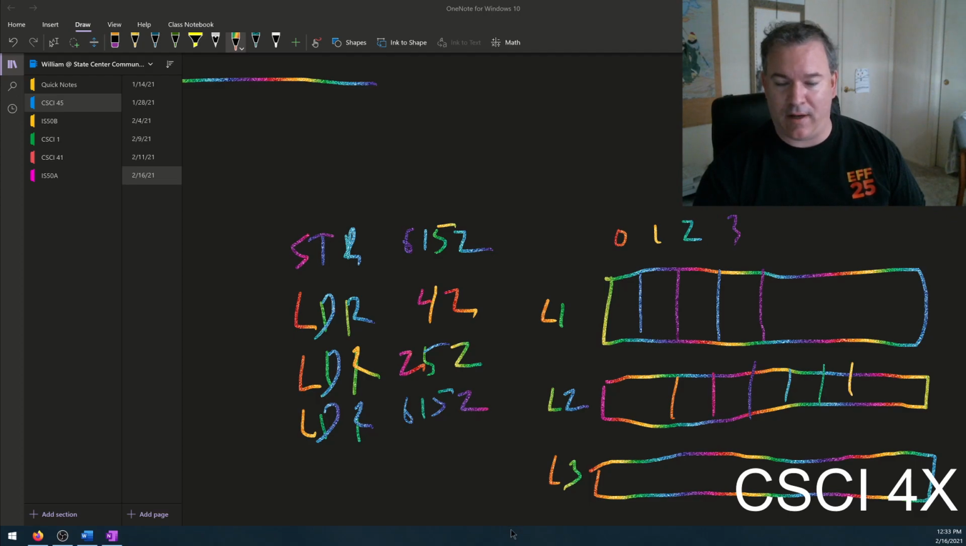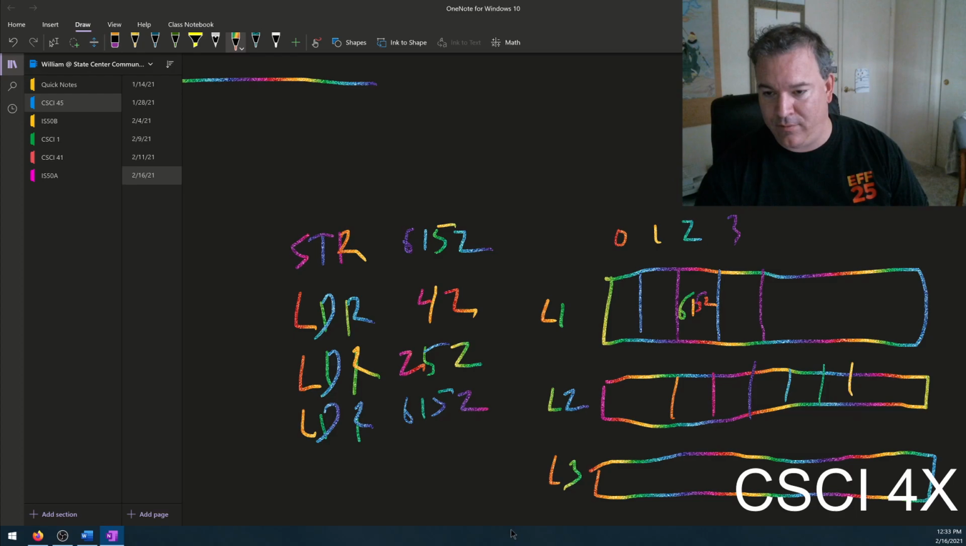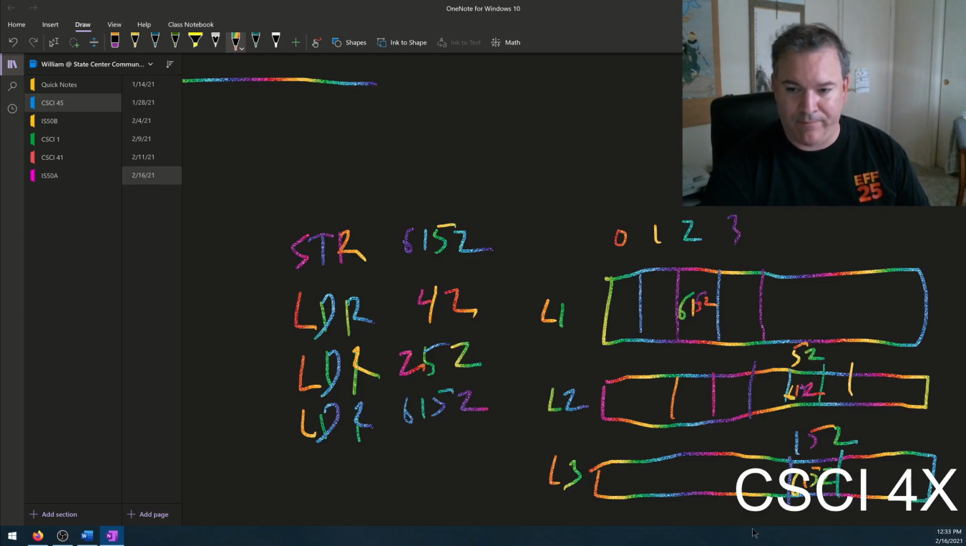So store is an automatic hit because all the CPU needs to do is talk to L1 and be like, here you go. And so that is going to store 6152 into L1 and 6152 into L2. Let's move it a little bit further down. 6152, slot 52, and then in slot 152, 6152. I'm not going to draw all 1,000 slots here. Yeah. Store is always an automatic hit. Yeah, how could it miss?